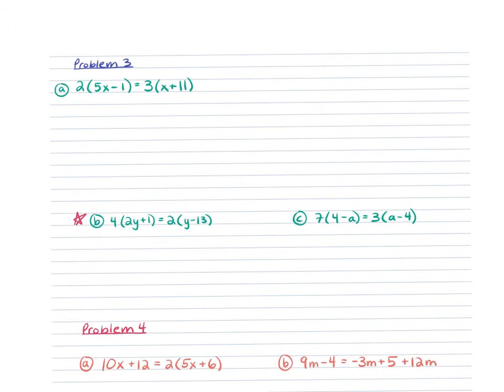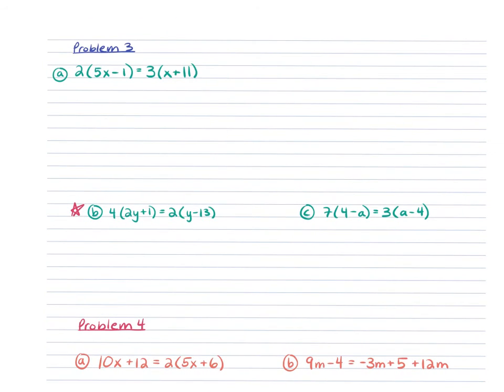Okay, let's look at some more problems. These we're going to treat the same. We're going to put our tracks around it. And again, we have now an X on the left side and an X on the right side, but it's in parentheses. So now we have to simplify before we can even get them on the same side. So let's distribute this. 10x minus 2 equals 3x plus 33.